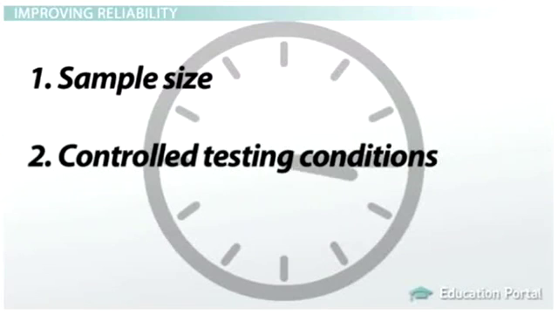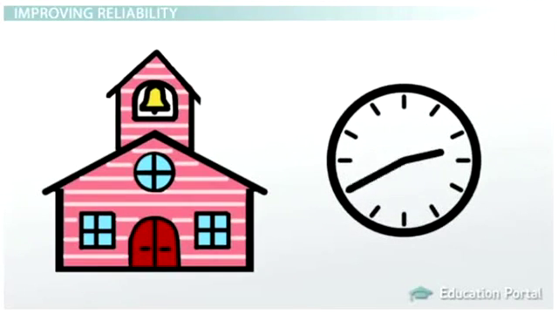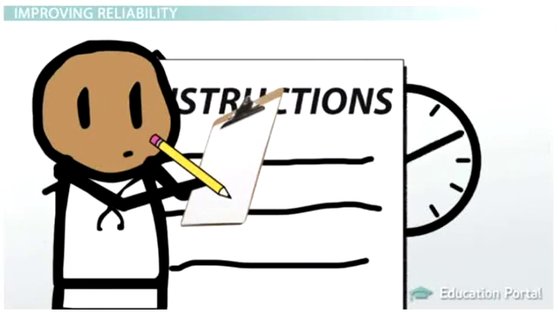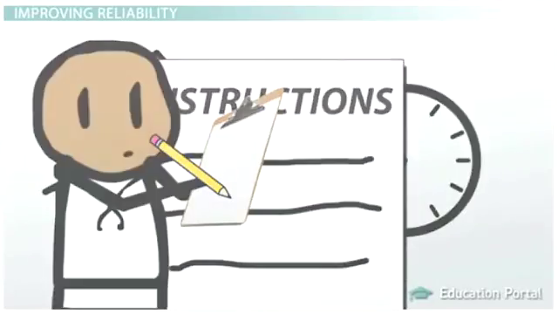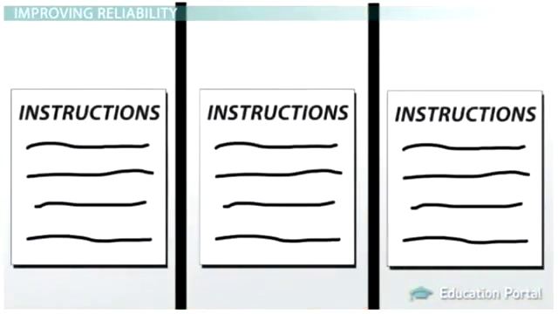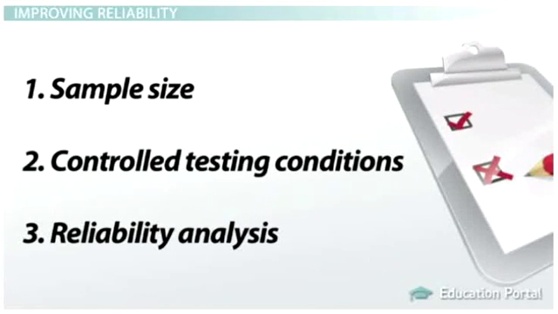Number 2, controlled testing conditions. Another common problem with measurement involves testing conditions. Where and when a person is tested can influence the results, as can things like the instructions the researcher gives to the subject. Controlling these conditions means that the researcher makes sure as many of those issues are taken care of as possible. For example, if we administer our survey in a quiet room every time and give the same instructions word for word every time, we are doing our best to control the testing conditions so that we will get reliable results. Number 3, reliability analysis.